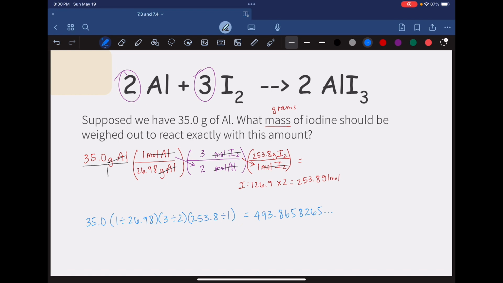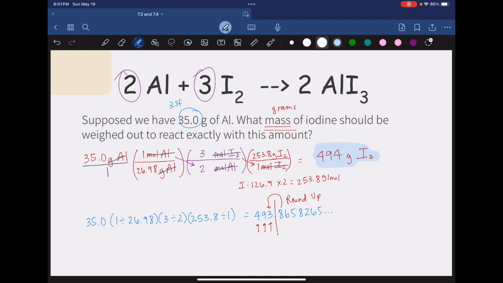So if we're rounding to sig figs, we started with 35.0 grams, so that is 3 sig figs, 3 significant figures. So I need to round this to 3 sig figs. So the 4 will count, the 9 and the 3 will count because those are all significant figures, so I draw my line. This 8 will tell that 3 to round up because it's 5 and above, right? So we can round that to 494 grams of iodine. And that's how much we will need to react exactly with 35 grams of aluminum.